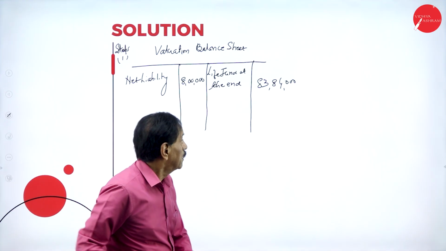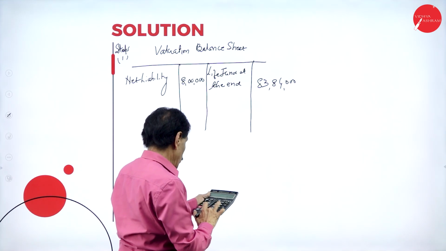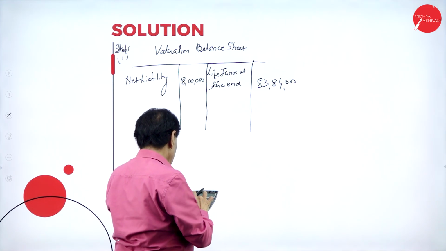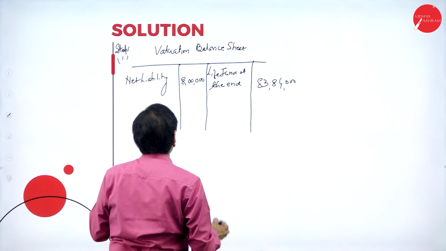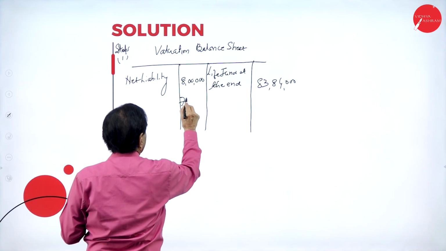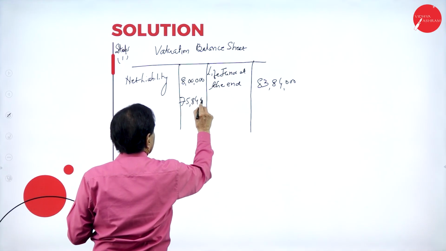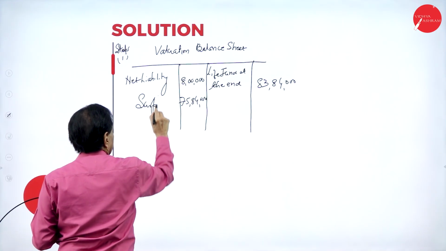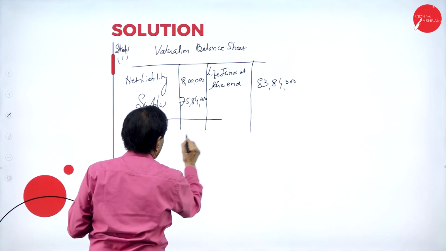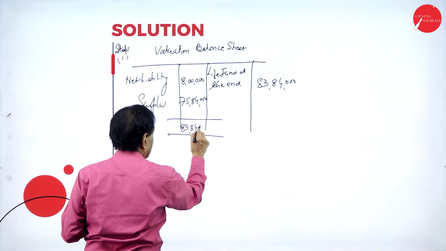Deduct. This is 83 lakh 84,000 minus 8 lakh. How much available? 75 lakh 84,000. Surplus. This is 83 lakh 84,000.